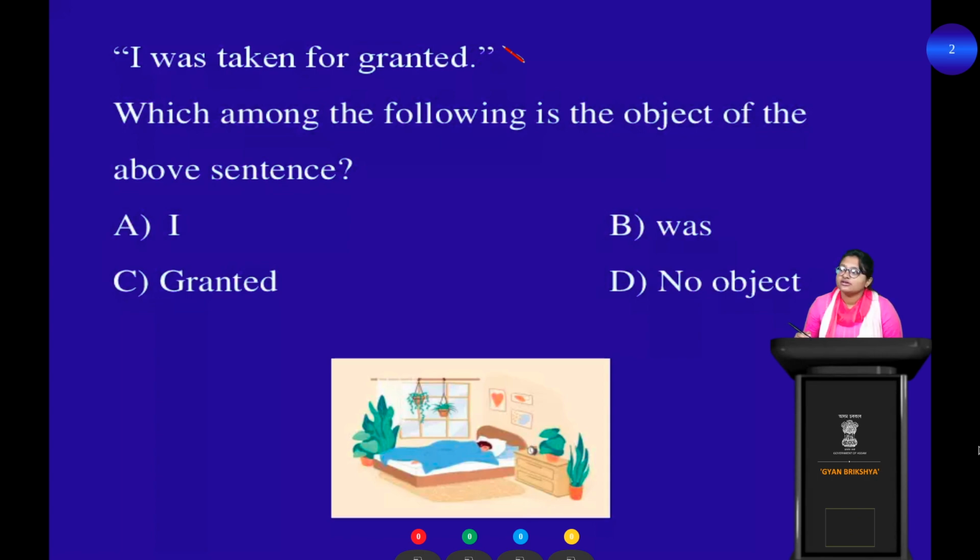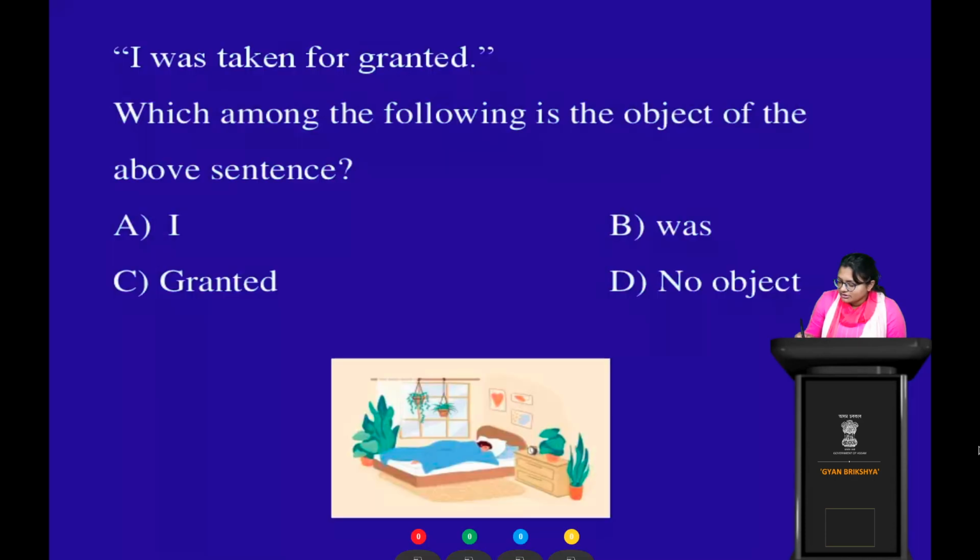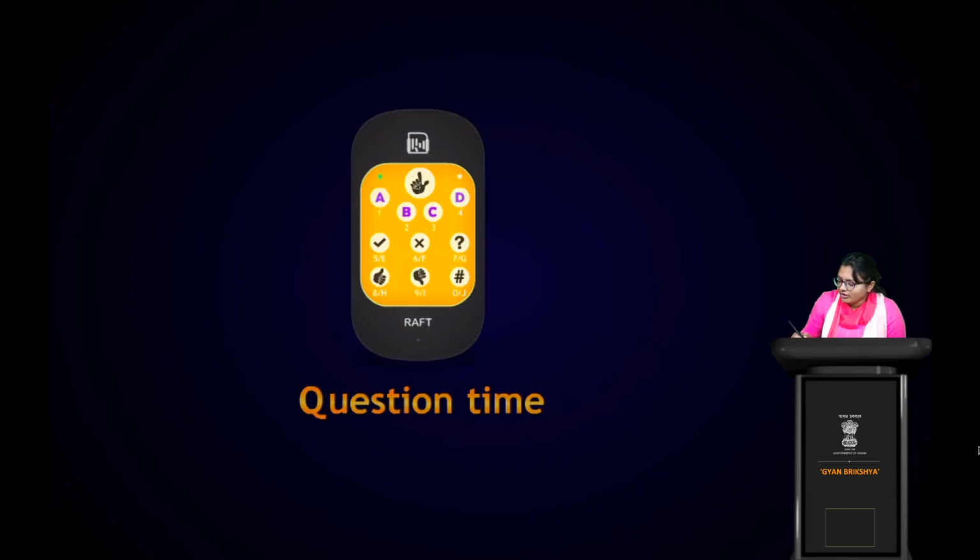Okay, so that you have to tell me now. I was taken for granted, what is it? Go ahead. Okay, so the correct option is, yes, very good. So there is no object in this sentence: I was taken for granted. If the sentence was like I was taken for granted by Rahim, then there would have been an object, but since the sentence ended like this, there is no object in the sentence. Right? Okay, so do you want to look at the question once again? So there is no object in the sentence.